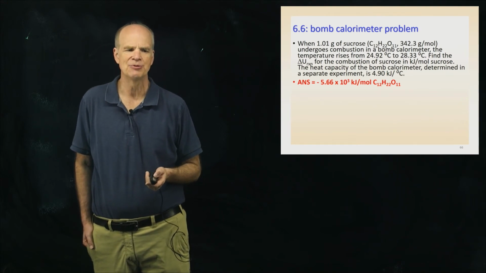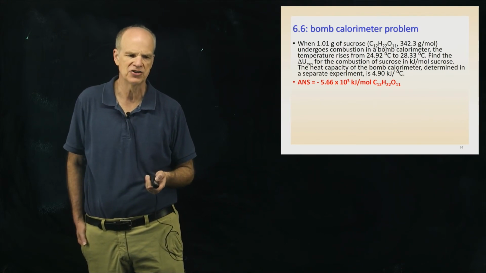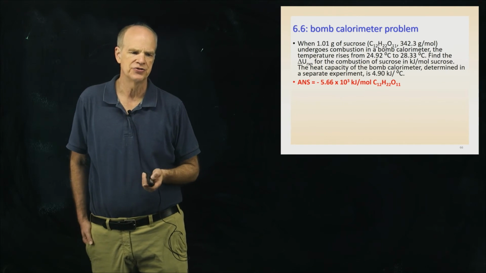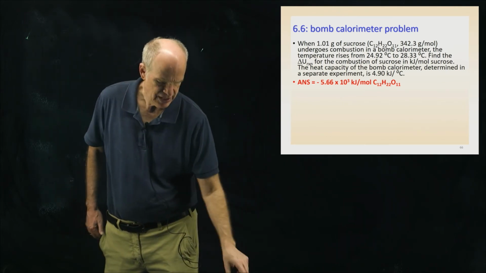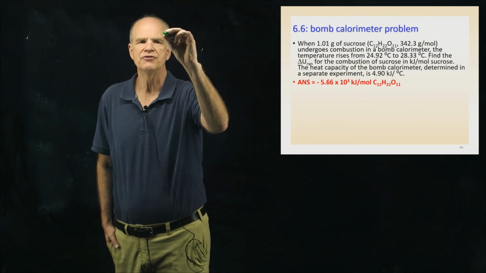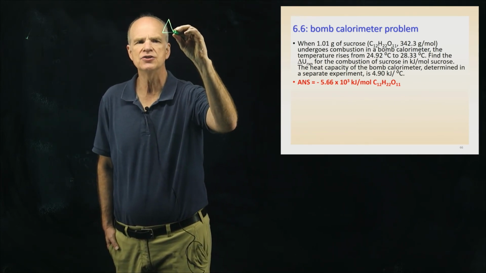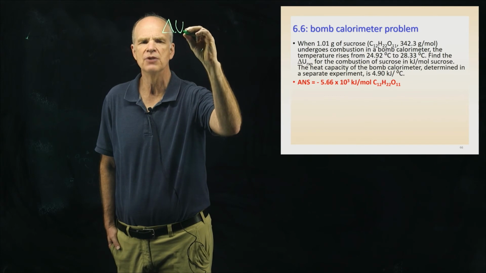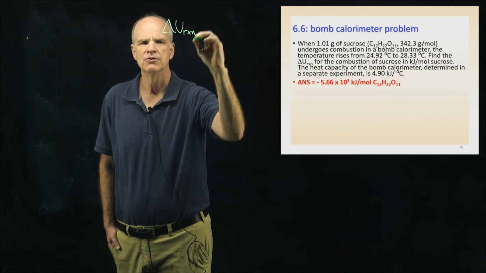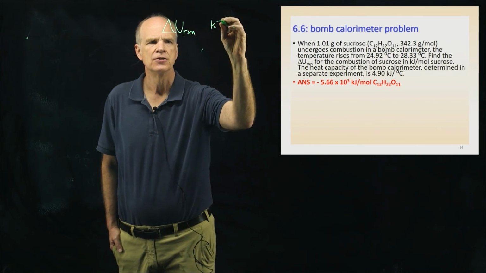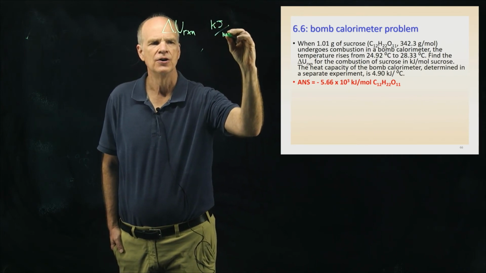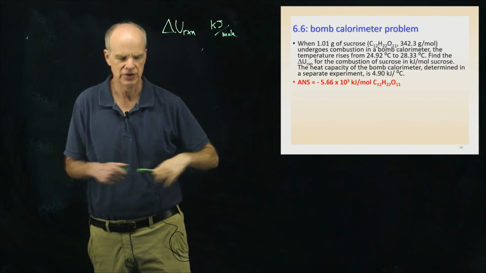The heat capacity of the bomb calorimeter, determined in a separate experiment, is that value, which is 4.90 kilojoules per degree Celsius. Okay, so in the end here, what we're trying to find is the change of internal energy for the combustion of sucrose, but we have to get this in kilojoules per mole of sucrose. Okay, so how do we do that?